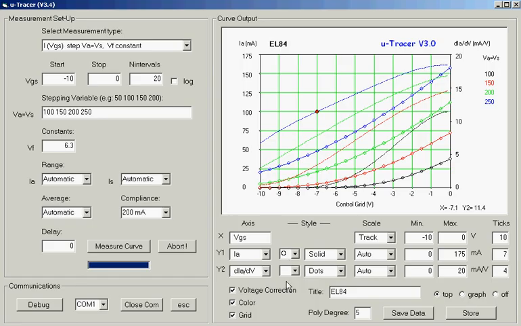In the same way, the inverse of the transconductance can be plotted, and this can for instance be used to determine the output resistance of the tube from a set of output curves, that is the anode current versus the anode voltage.